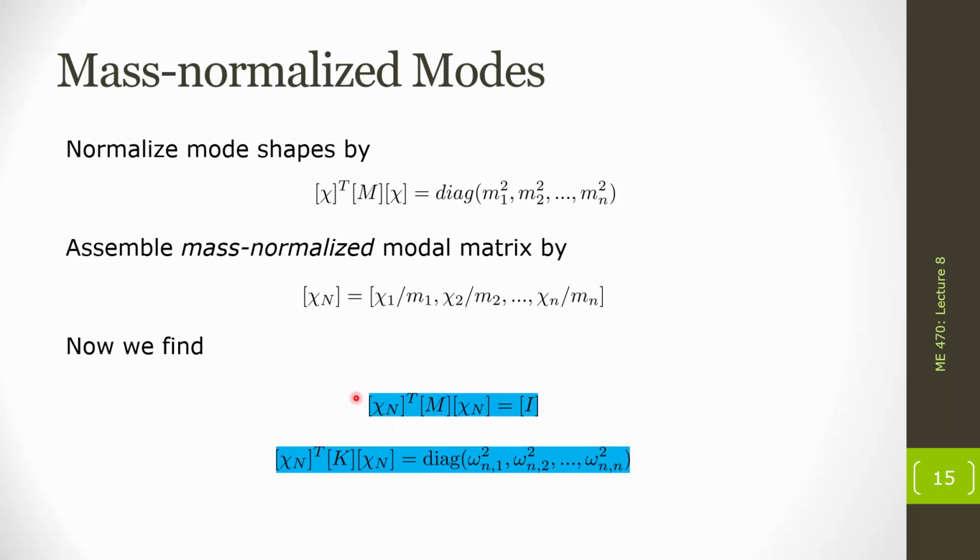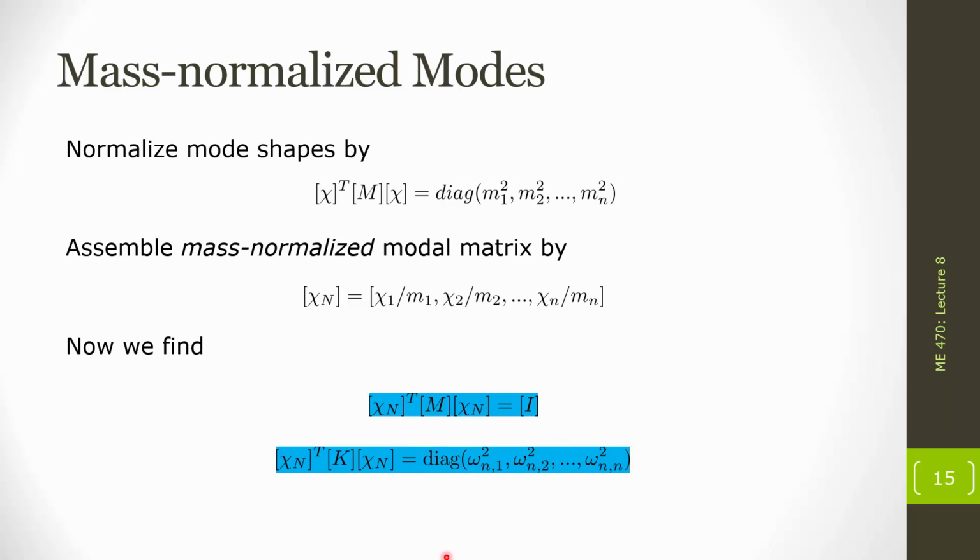If we take the mass-normalized modal matrix and take its transpose times the mass matrix and then post-multiply by the mass-normalized modal matrix, we will always get the identity matrix. So a main diagonal of 1s and off diagonals of 0s. So that's going to be a really useful property algebraically, as we're going to see in a moment.